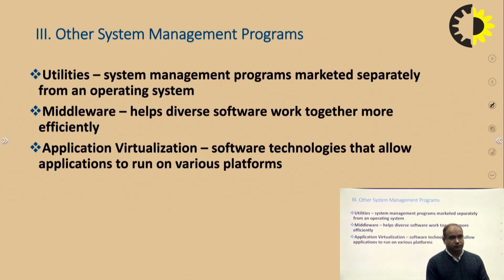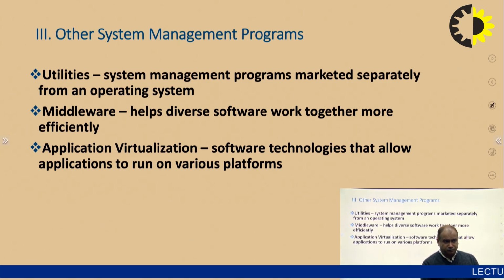If I talk about open software, the source code is available to the user and can be modified by the user. Other management programs are utility programs, system management programs marketed separately from an operating system. A browser, as well as other tools like Notepad or clocks, are examples of utility programs. Middleware helps diverse software work together more efficiently. Application virtualization is the software technology that allows applications to run on various platforms.